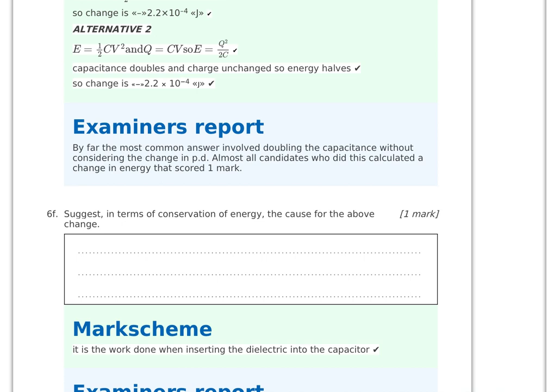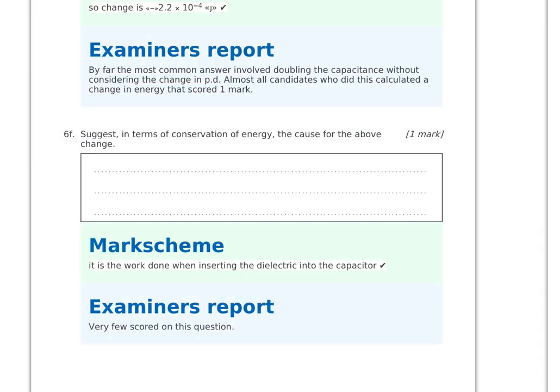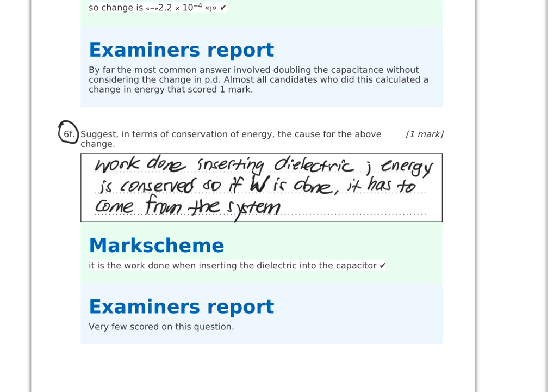All right, 6F. What is the cause for the above change? Why did that happen? And the mark scheme says because of the work that needs to be done inserting the dielectric into the capacitor. The examiner's report says very few scored on this question. It doesn't even say explain, but I put in the explanation anyway. Energy obviously has to be conserved, so if work is done inserting the dielectric, that energy has to come from somewhere, and so it must come from the system, and so the system loses energy in the process.